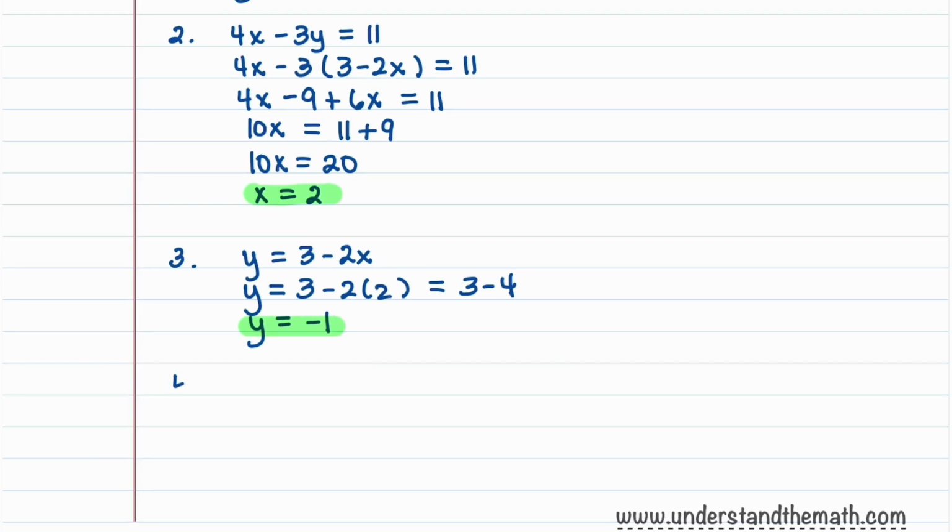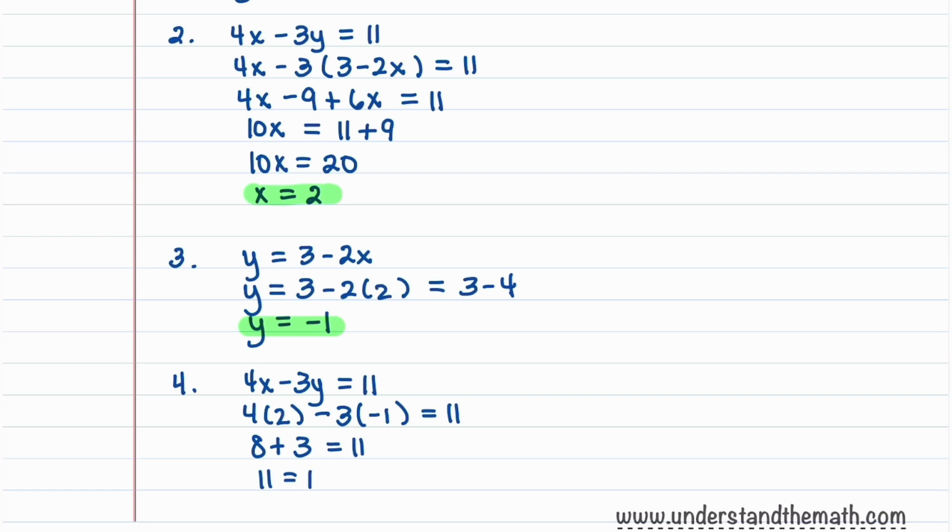Our last step is just a check to make sure that this solution works. We're going to take both x and y and plug them into both of our equations. Our first equation was 4x minus 3y is equal to 11. So we're going to plug in x is equal to 2. So this is 4 times 2, and then we have a minus 3, and then we'll plug in y is minus 1. And on the right-hand side, we have 11. On the left, we then have 8 plus 3. So we have 11 is equal to 11, and that solution works for that equation.